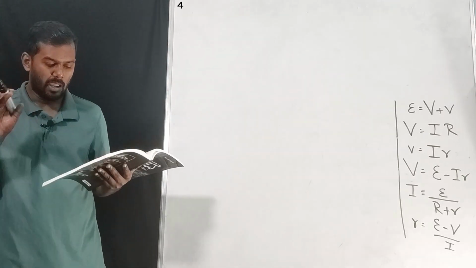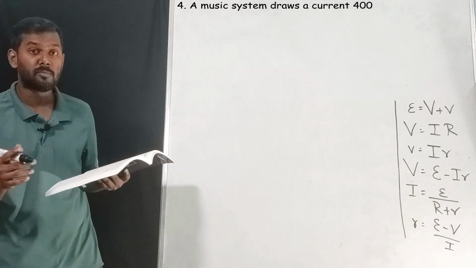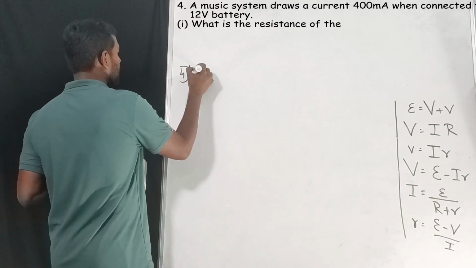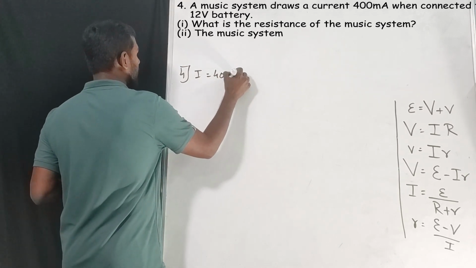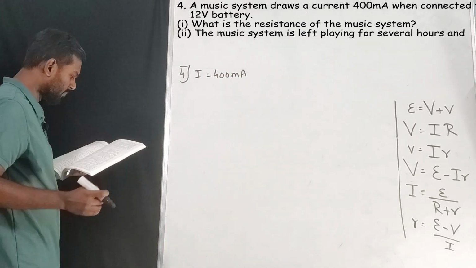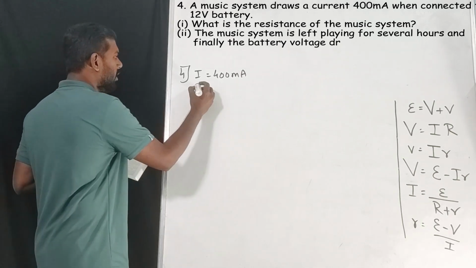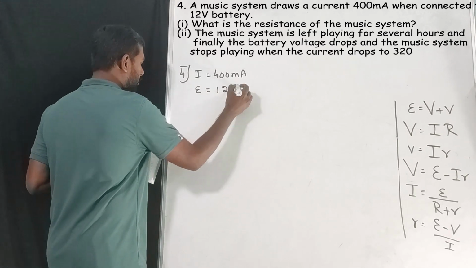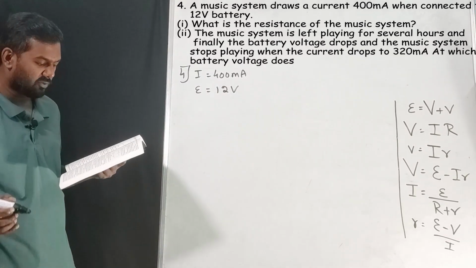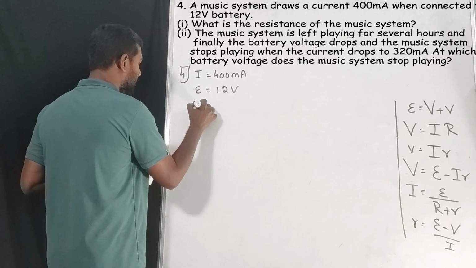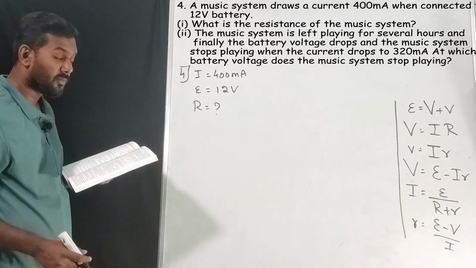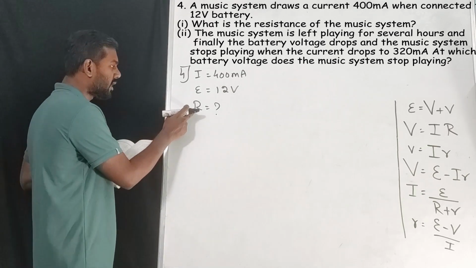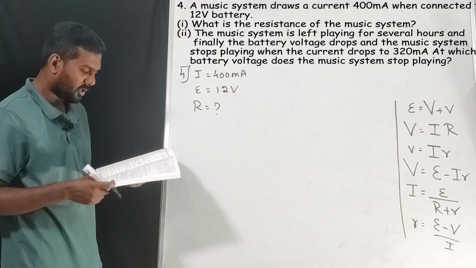Our next question: a music system draws a current of 400 milliampere. That is nothing but the value of I, that is 400 milliampere. Next, it is connected to a battery of 12 volts. So battery voltage is nothing but EMF, that is 12 volts. What is the resistance of the music system? We have to find the resistance of the music system. If they are finding the resistance of the battery, that is nothing but small r. Apart from small r, in all the other cases it is capital R only.